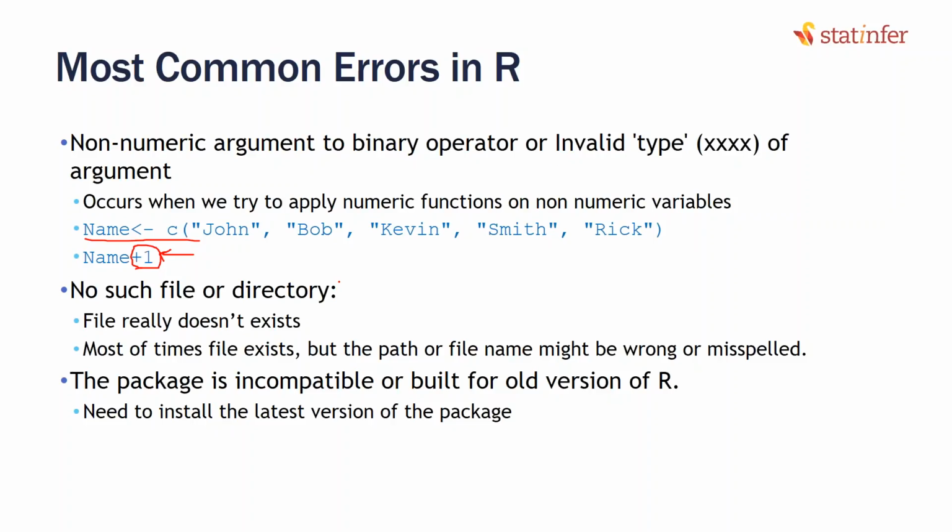No such file or directory. Sometimes we write the file name wrongly or give the path name wrongly, and we keep wondering, very confidently, thinking that something else was wrong. Sometimes simply not writing the file name correctly, not mentioning the path correctly might give us this error: no such file or directory exists.